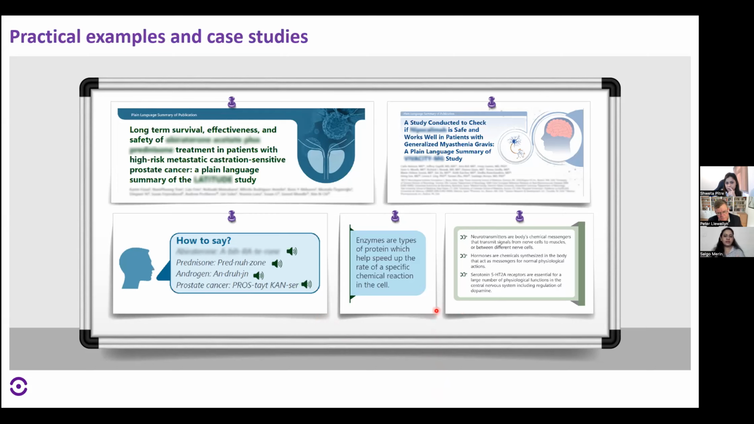Similarly, there are some other specific terminologies. On the screen you may see terminology like enzymes. Enzymes is a very simple concept, and I believe most of us would know what an enzyme is, but even such terminologies are explained in PLSPs so that the lay audience does not feel left out and does not have to go out of their way to search what this means. So we try to put small explanations around the terms so they can understand what they specifically mean in the context of the PLS.